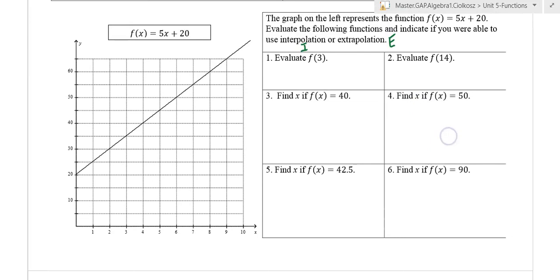Okay. F of 3. Well, that means my x is 3. There's my answer. That's f of 3. Which looks like, well, halfway between 30 and 40, that's 35. If f of x is 40, well, that means here's my f of x, and here's my x's. 40 is on there. So, going over, well, that would mean here, it's at this point, so x would be 4.